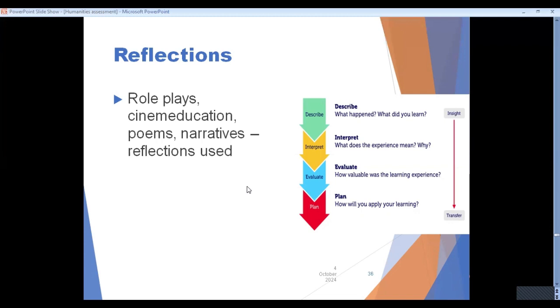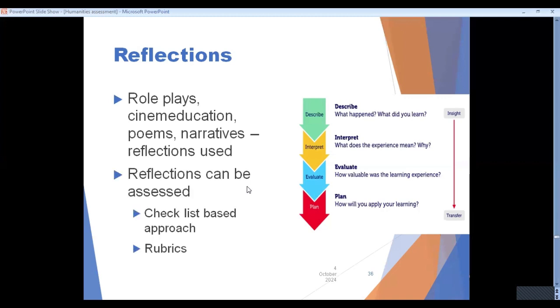Now, reflections can be very simple also, and they can be deep also. Usually by reflection, we are asking the students to revisit that learning experience and comment on various aspects of it. And there are various models also. You must be knowing that. So basically it involves describing, interpreting, evaluating, and planning. The second, third and fourth stages are very important. Interpretation and evaluation include critical thinking, and by critical thinking, learning occurs. So that is how to learn from reflections. And these reflections can be assessed also with the help of a checklist and rubrics. Next one, please.